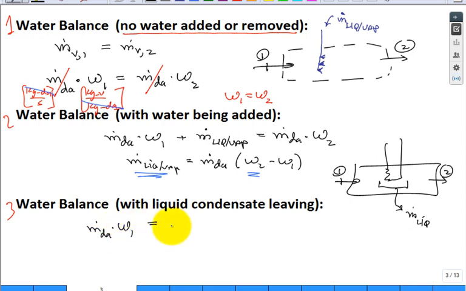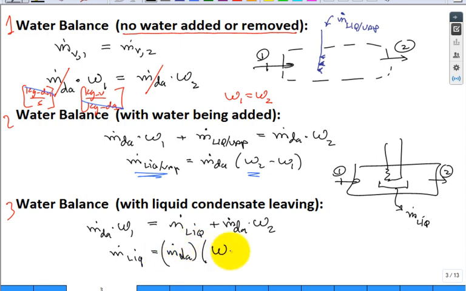What's an out? Our m dot of the liquid is an out in this case, and we have the m dot of the dry air times the outlet humidity omega 2. Let's rewrite it. So the mass flow rate of the liquid condensate going out is the product of the dry air flow rate times the inlet higher humidity ratio minus the exit lower humidity ratio. Omega 1, if you're dehumidifying the air by passing it over a cooling coil, omega 1 is high on the inlet, omega 2 is lower on the outlet.